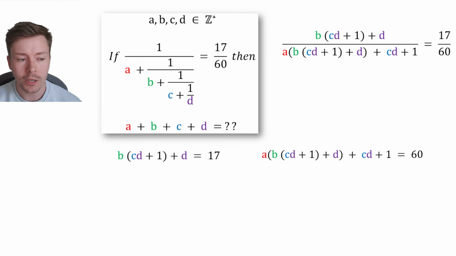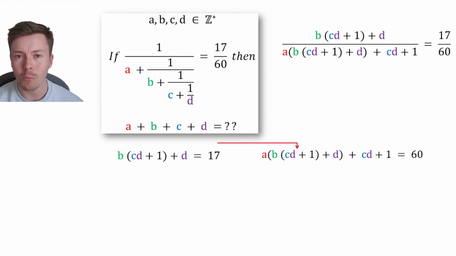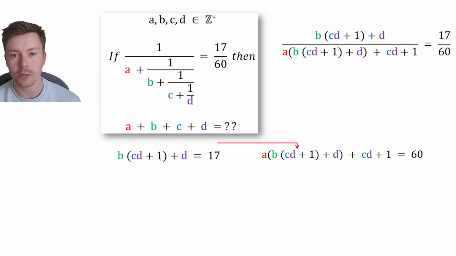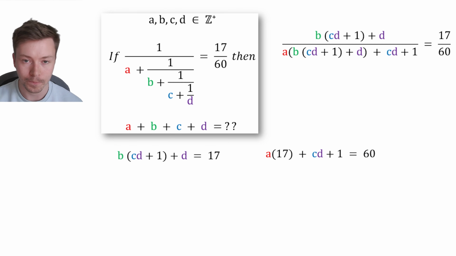Okay, carrying on with that, and this is really one of the key bits, and that's realising that actually we can substitute here. So this left-hand equation I can plug in, and you will always be able to do that somewhere, somehow, because you've got that denominator in there, haven't you? It's part of that fraction because of the way we've added them together. Okay, so we plug that in. We're going to plug in basically 17. We're going to replace b bracket cd plus 1 plus d with 17.